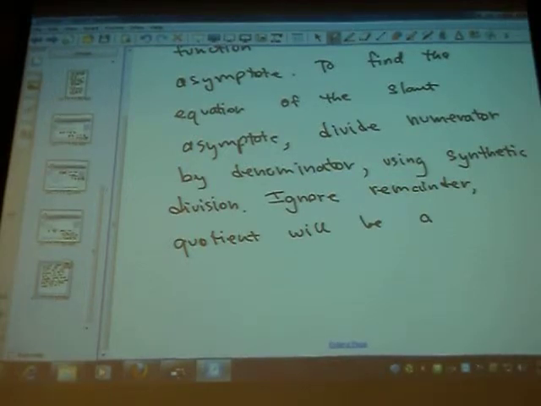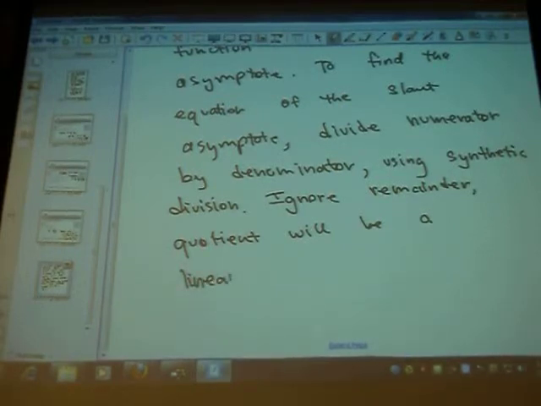How do you figure out the degree of the slant? Hold on, let me finish my sentence here. Ignore the remainder, and the quotient will be a linear equation.